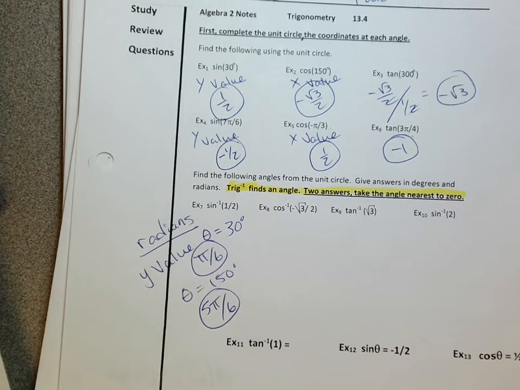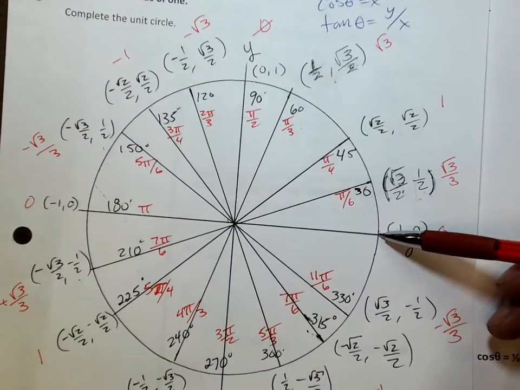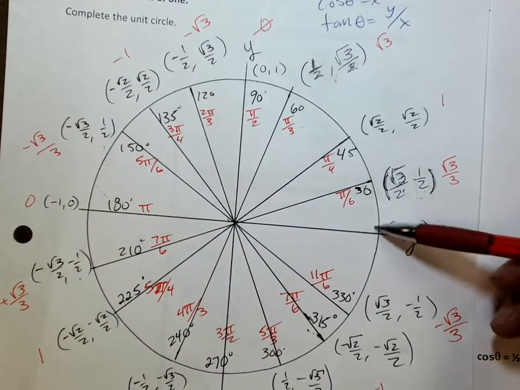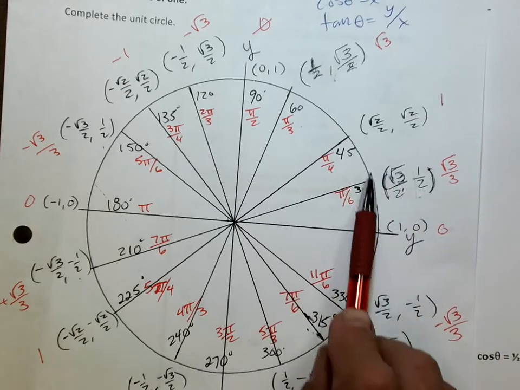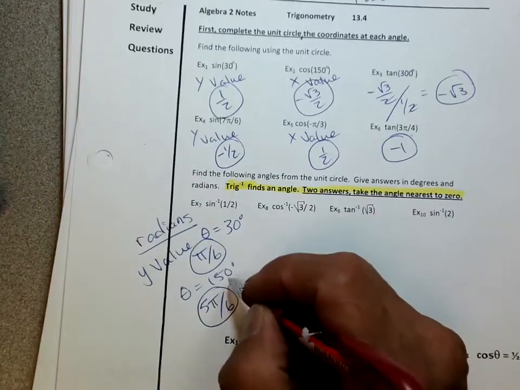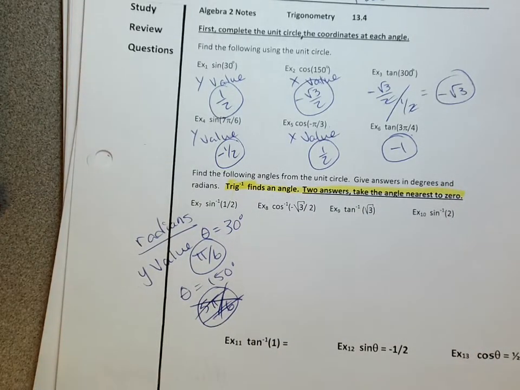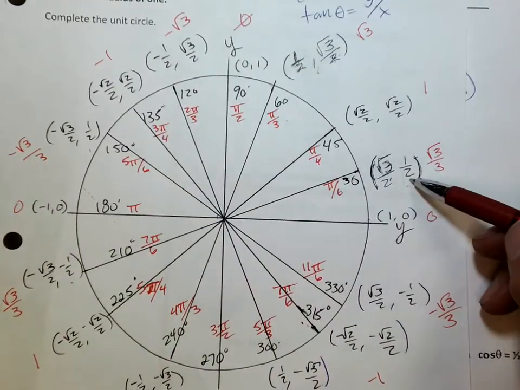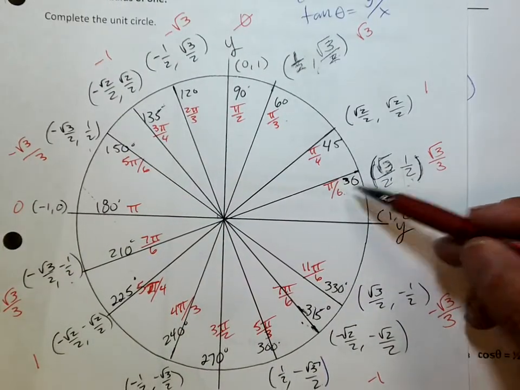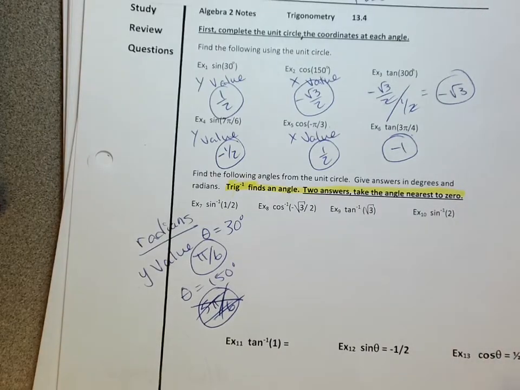So which one's closest to 0? Well, if I start at 0, pi/6 is close. 5 pi/6 is a rotation all the way around here. So we just take the one closest. We don't really take the 5 pi/6 unless we're asked for 2 answers. So pi/6 is the closest answer. So sine inverse of 1/2 gives me an angle of pi/6. Okay, let's go on to the next one.